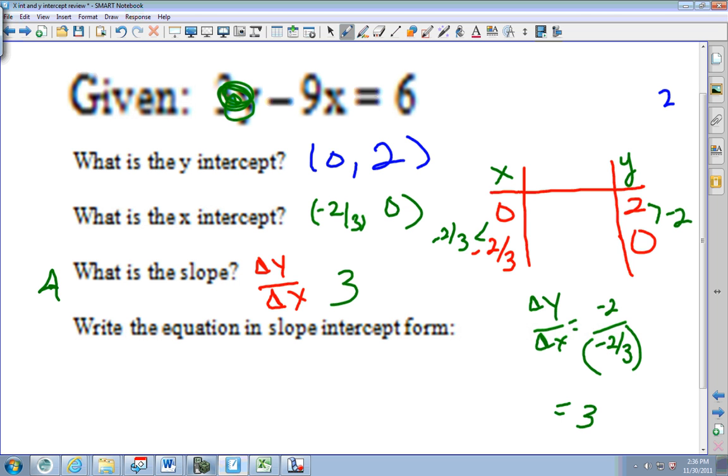So I need my slope and my y-intercept. Y equals 3x plus 2. That's my equation.